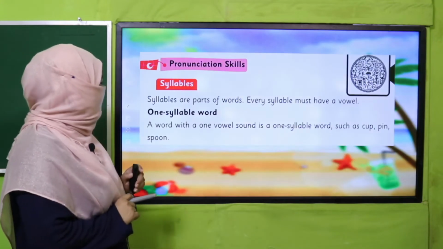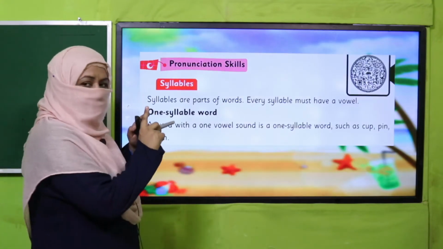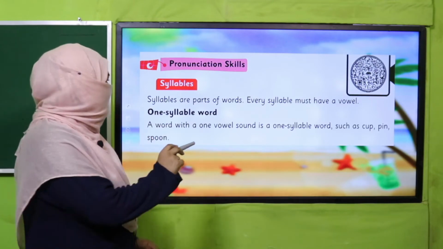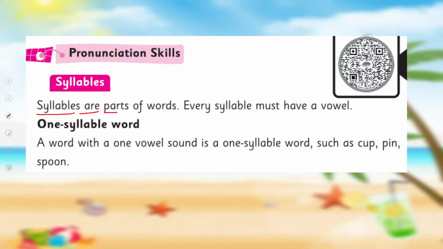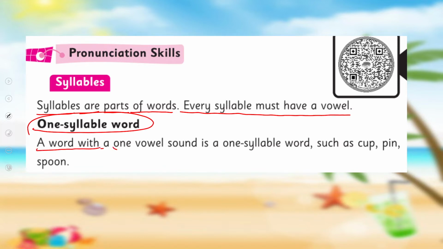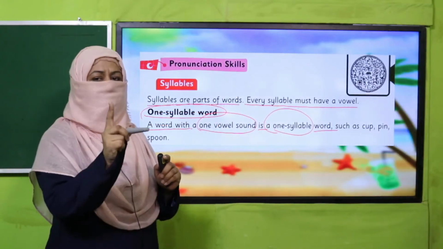Okay, look at the other example. I'm giving you chunks with your book as well, so that you can learn simultaneously. Syllables are parts of words, and every syllable must have a vowel. Your book is telling us that a word with one vowel sound is a one syllable word. If a word has only one vowel sound, it is a one syllable word.